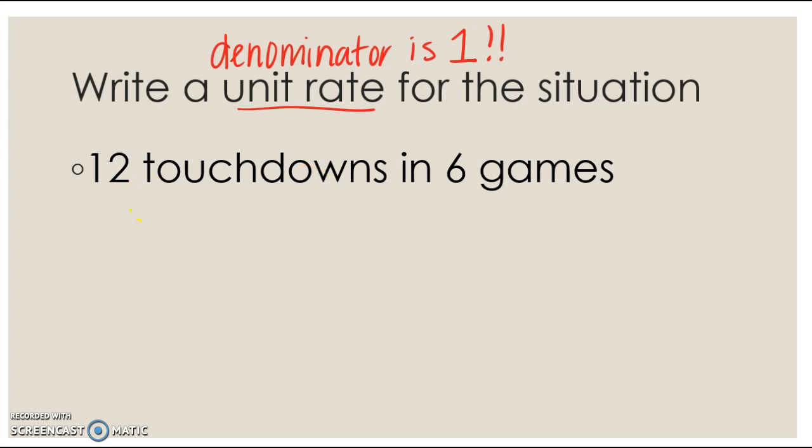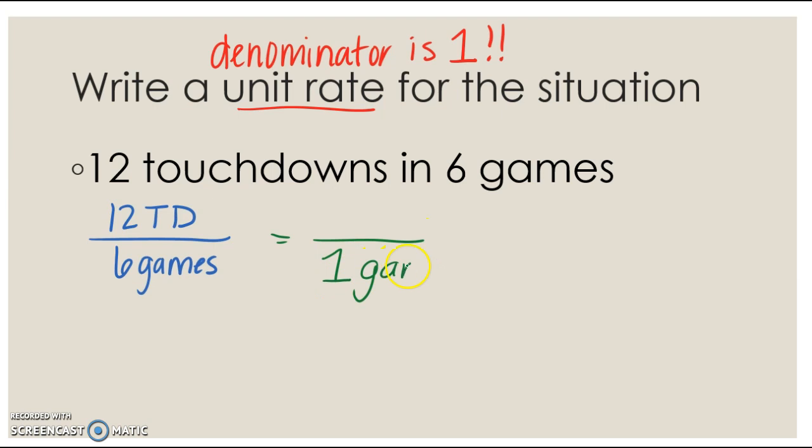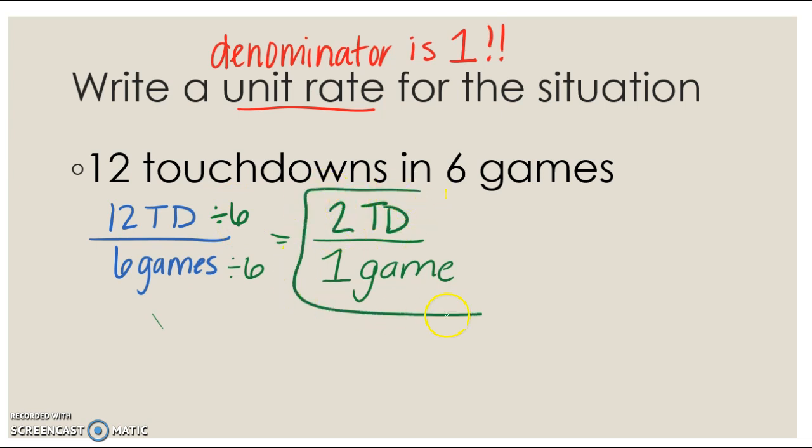So this is a rate. We do have labels. So we take this situation here, 12 touchdowns, and we're going to write this in fraction form. So 12 touchdowns in 6 games. We want to know the unit rate for that situation. We want that denominator to be a 1. So here it's 1 game. In order to get from 6 games to 1 game, we divide by 6. We do that exact same thing to that top number there. So 12 touchdowns divided by 6 gives us 2 touchdowns. So our unit rate is 2 touchdowns per game, as opposed to 12 touchdowns per 6 games.